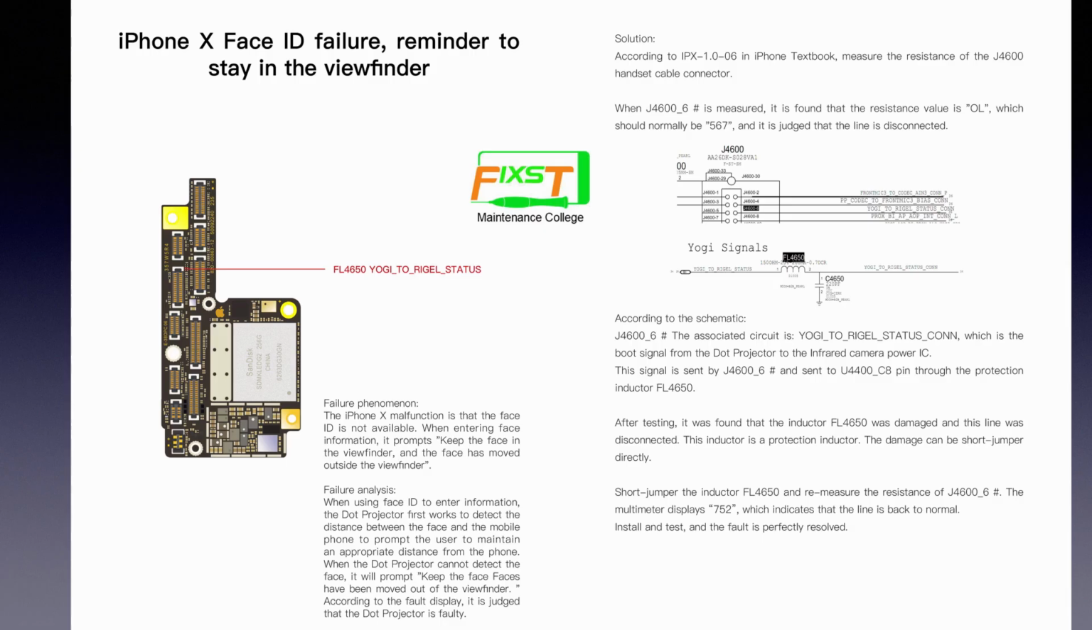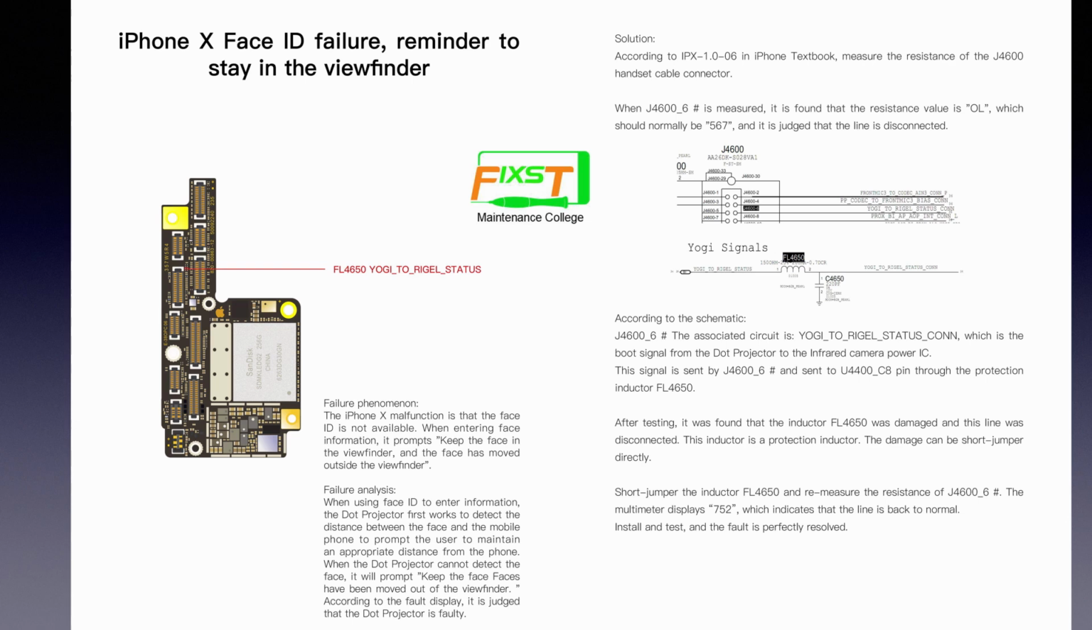So first, we do the same check, because the dot projector is an inclusion component. So we need to use our eyes under the microscope to check it. And this IC has not cracked, so we can do the next step. We need to test the resistance of the J4600, the handset cable connector. When disconnected, the 6 pin was tested and we found that the resistance value is OL, which normally should be 516.7. It shows that this line is an open line, a disconnection.